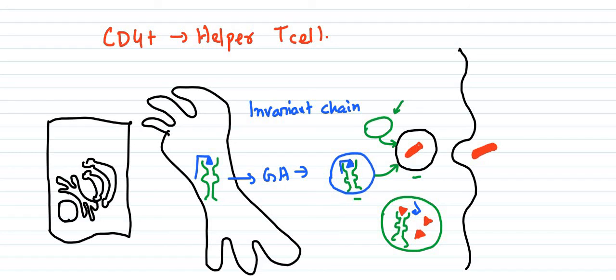And the whole thing will go to the cell membrane, and they will enter the cell membrane as a transmembrane protein, and the MHC class 2 will present the antigen outside the cell membrane, like this. And that's how they will present the antigen to the T helper cell.